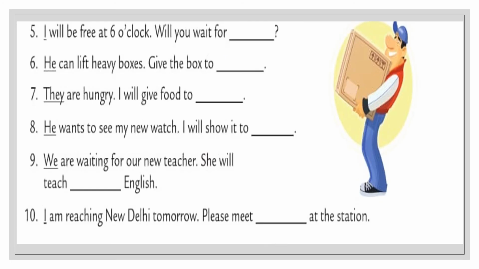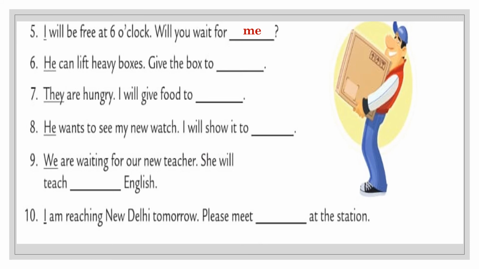Fifth question. I will be free at 6 o'clock. Will you wait for dash? So pronoun matching with I. What will be the answer? I or me? Yes, me. Because in this sentence, will you wait? You is waiting, not me. Me is receiving the action, not doing it. Okay, me is not waiting.